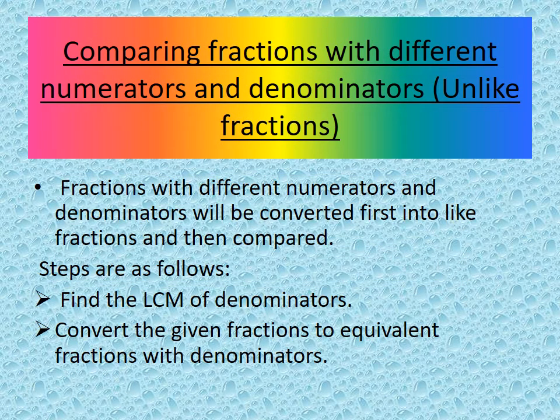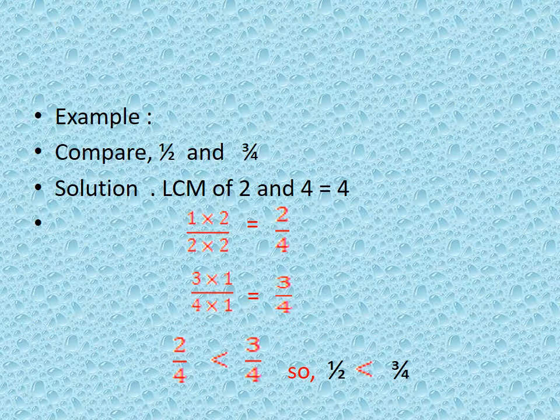Comparing fractions with different numerators and denominators, that is unlike fractions. Fractions with different numerators and denominators will be converted first into like fractions and then compared. Steps are as follows. Find the LCM of denominators. Convert the given fractions to equivalent fractions with the common denominator. Let us see one example.